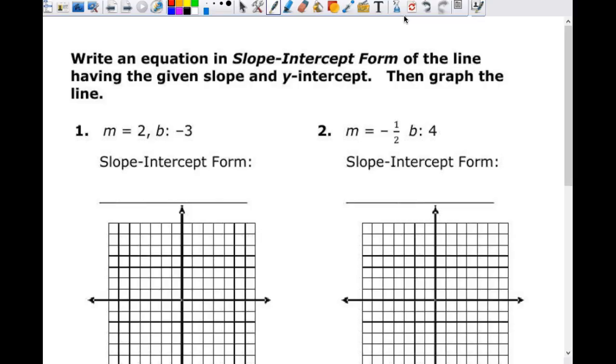Okay. It wants us to write the equation and then graph it. We have our slope-intercept form, which is y equals mx plus b. All the problems on this page will be slope-intercept form. So we have y is equal to m, which was -3, times x plus b.